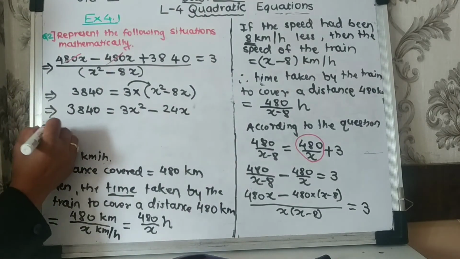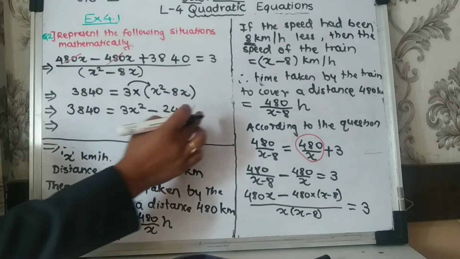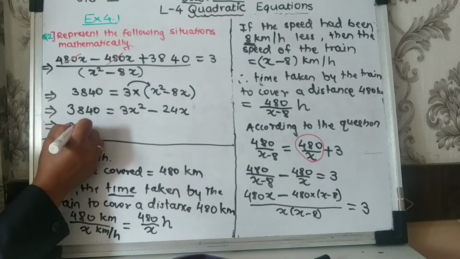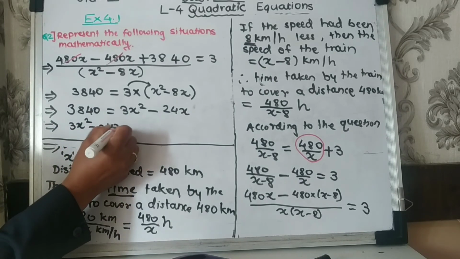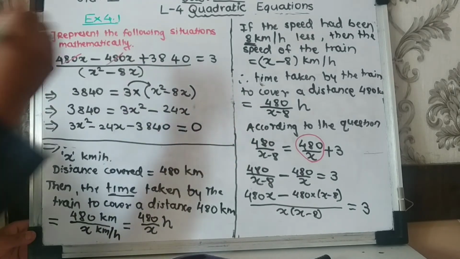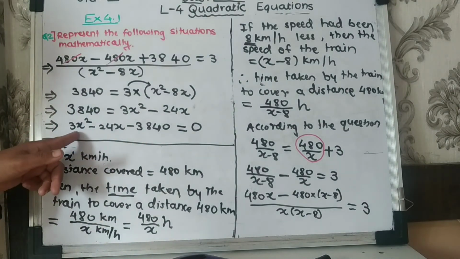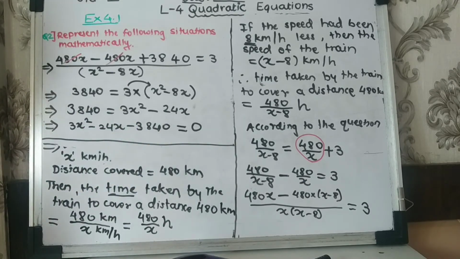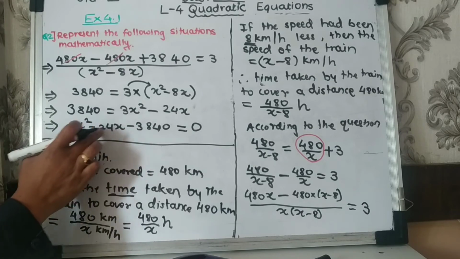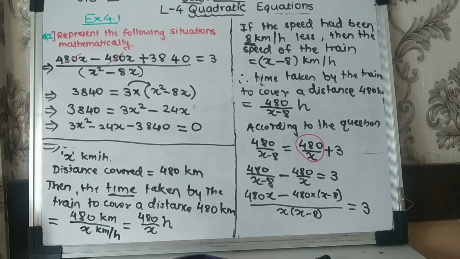Now we will shift this 3840 to the right side. So 3x square minus 24x minus 3840 equals 0, because on the left side we don't have anything, that's why I have written 0 directly. Now see carefully that each term of the equation, the coefficient of x square, of x, and the constant, is divisible by 3. That's why we will divide each term by 3.